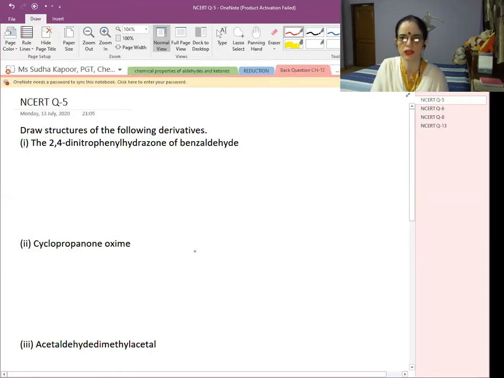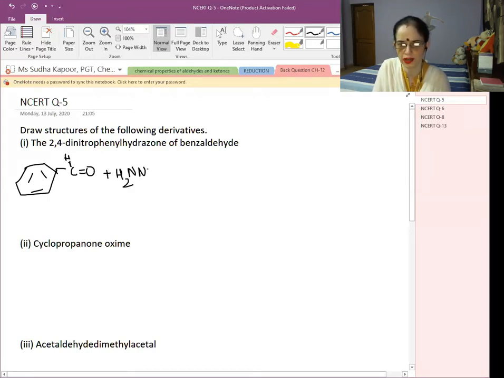So if you are not able to draw it directly, the best way is first of all draw the benzaldehyde structure, but draw it in such a manner so that the water removal can be shown very easily. And then 2,4-dinitrophenyl hydrazine, NH2, NH. Then dinitrophenyl has to be drawn. It is NO2 at 2 position and NO2 at 4 position.